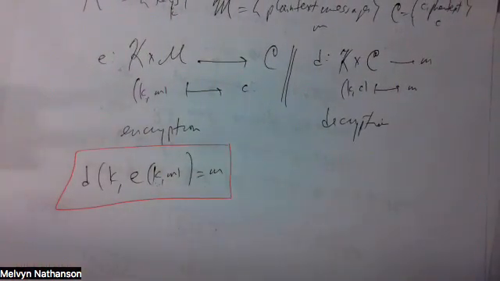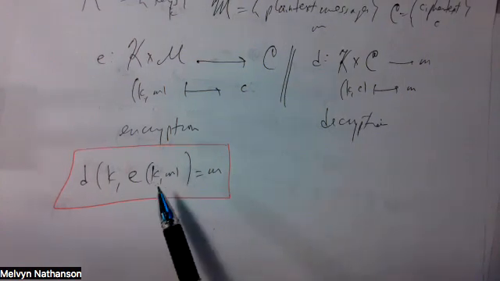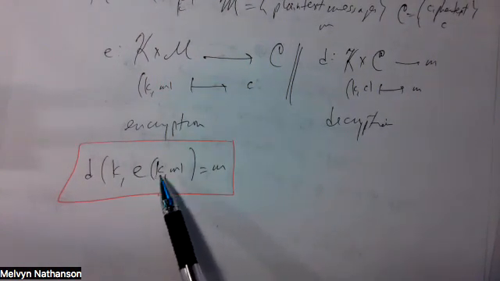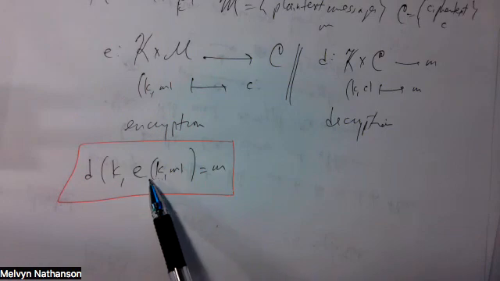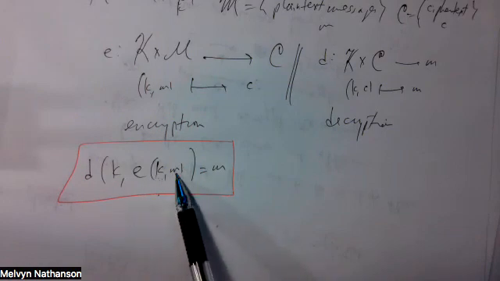Right? You have a key K, you encrypt your message M, you get this message E of K, M, that's a cipher.